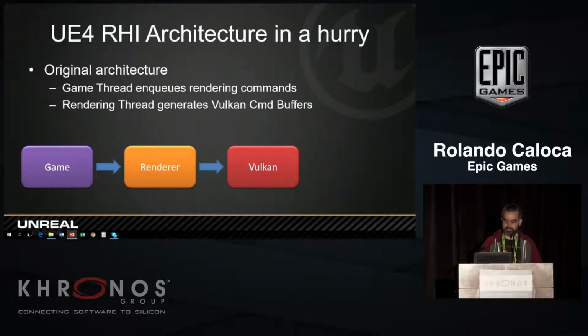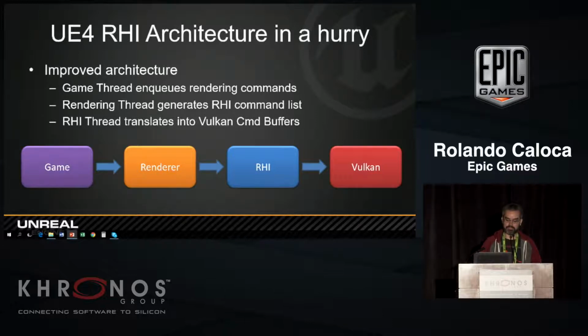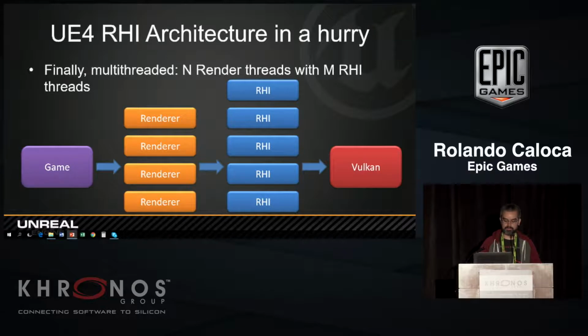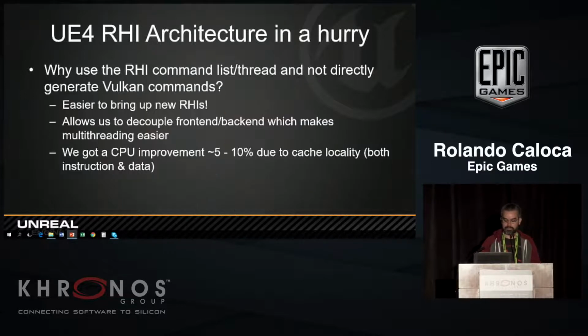As we moved on, we added a new thread called the RHI thread. So now the game thread enqueues commands into the render thread as before, but the render thread instead enqueues commands for the RHI thread, and then the RHI thread translates those commands into Vulkan commands, and then the driver executes them. This allows us to go parallel on different stages, so we could be generating commands in the renderer in parallel, and then we could be translating commands in the RHI in parallel.